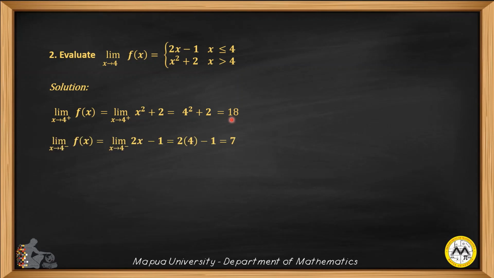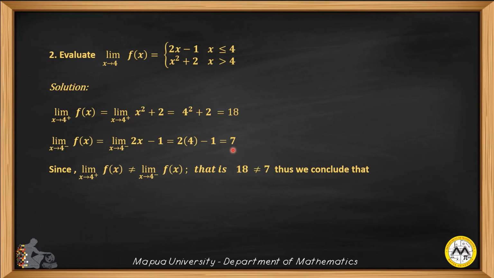In evaluating the left-hand side limit, the limit of f of x as x approaches 4 from the left, we will be using this definition of f of x because this is how f of x is defined whenever x is less than 4. Hence, we evaluate the limit of 2x minus 1 as x approaches 4 from the left, giving us a 2 times 4 minus 1 or 7.